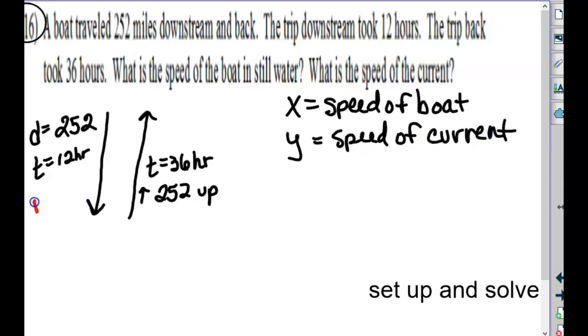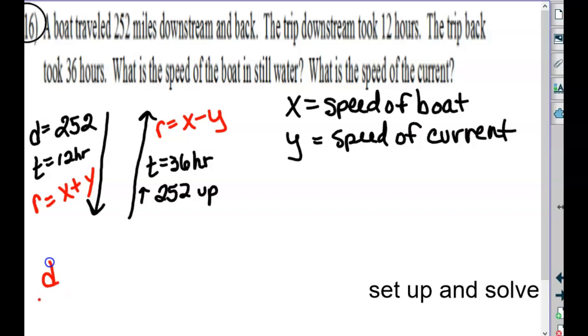So the rate going this way was what? The speed of the boat plus the speed of the current, which is y. Okay? What is the rate going this way? Speed of the boat minus the current. All right, now, we could do rate times time equals distance, but could we make those a little bit easier?